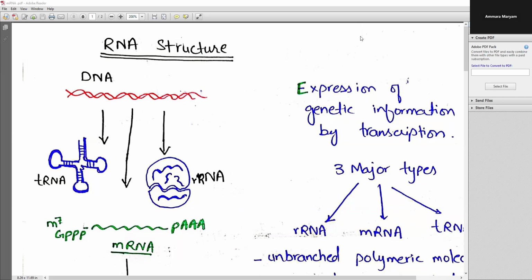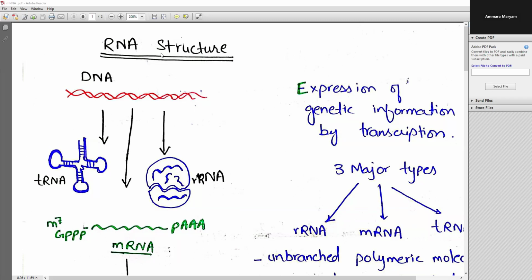So, in this lecture today, we will discuss the different types of RNAs. As you know, there are three major types of RNAs: ribosomal RNA, transfer RNA, and messenger RNA. So, basically, what are these RNAs?